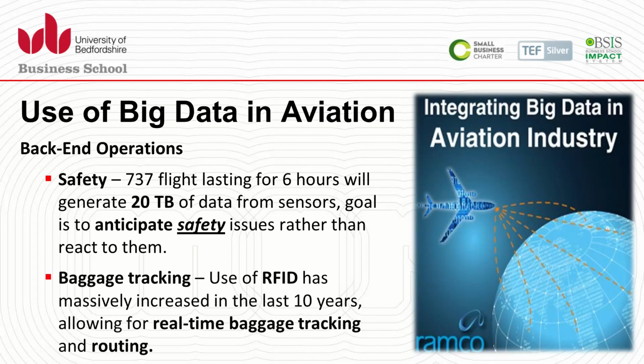So that is an important use of data analytics in the aviation industry or airline. For example, baggage tracking using RFID, radio frequency identification, replacing magnetic barcoding, has massively increased in the last 10 years, allowing for real-time baggage tracking and routing at the same time. So it is possible to track from where the flight is departing or arriving, and if there is a transit in between, how the baggage can also be tracked. It is quite a comfort for the customer, and that is the disruption.